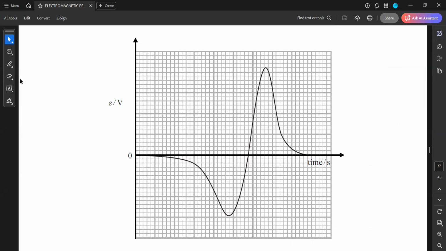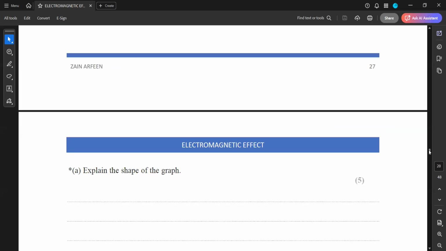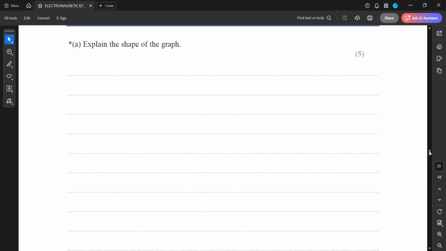As you can see here, initially, this is a part. If we have a coil and the magnet is moving towards it, this section represents that. But when the magnet is going away, this is the section which represents the motion of the magnet. And you have to write the structure answer for this. Explain the shape of the graph, a 5-mark question.